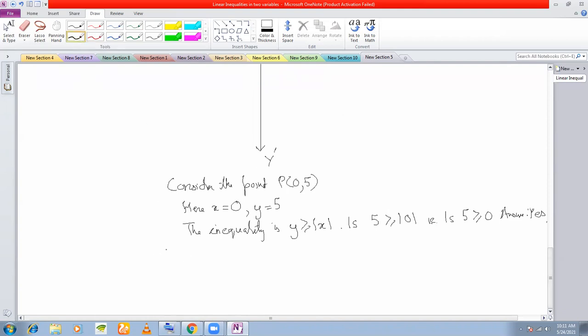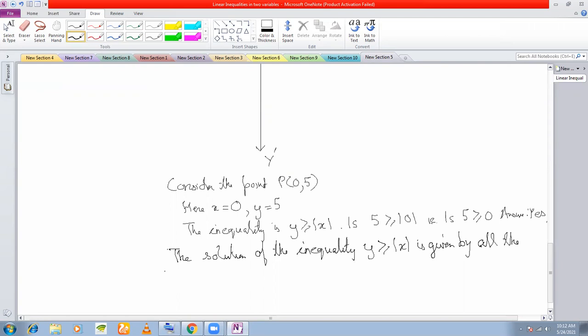So you'll write the solution of the inequality y greater than or equal to mod x is given by all the points in the shaded region above. Is that clear?